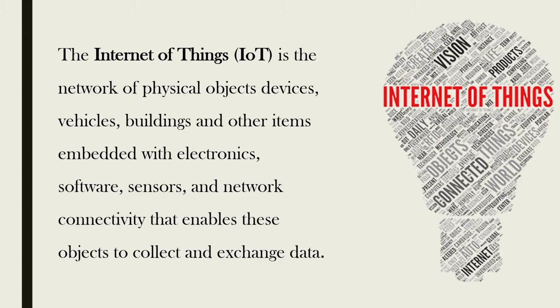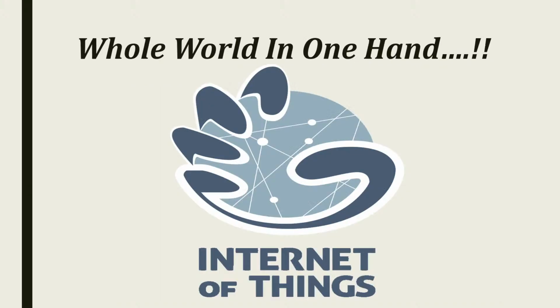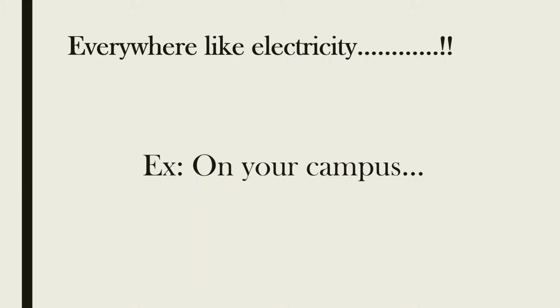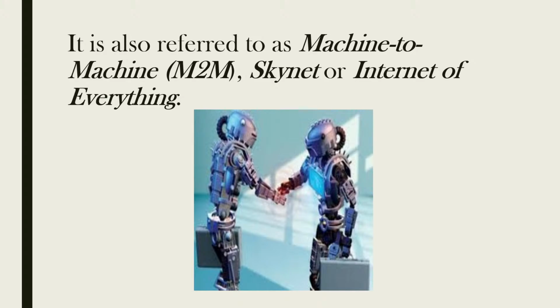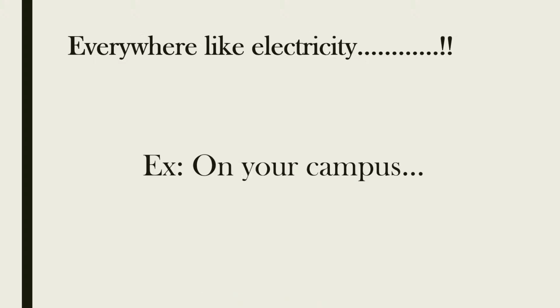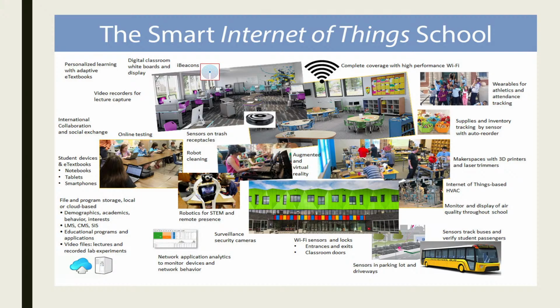We can have many different definitions, and this is one of them. Then anytime, anywhere, machine to machine communication. This is another good point here: machine to machine communication without any humans. Examples of Internet of Things: you can implement it on your campus. This is one example of how we can utilize Internet of Things. You can implement that on a campus, and different examples are here.